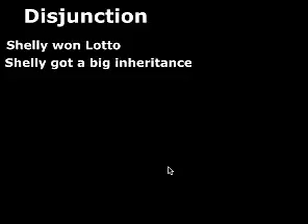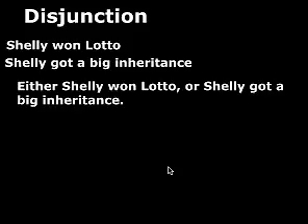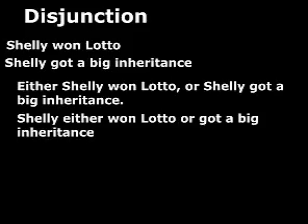Let's move on to disjunction. So here's two atomic statements. Shelley won lotto, Shelley got a big inheritance. And I can put these together into a disjunction. Either Shelley won lotto or Shelley got a big inheritance. Okay, or I could state this another way. Shelley either won lotto or got a big inheritance.